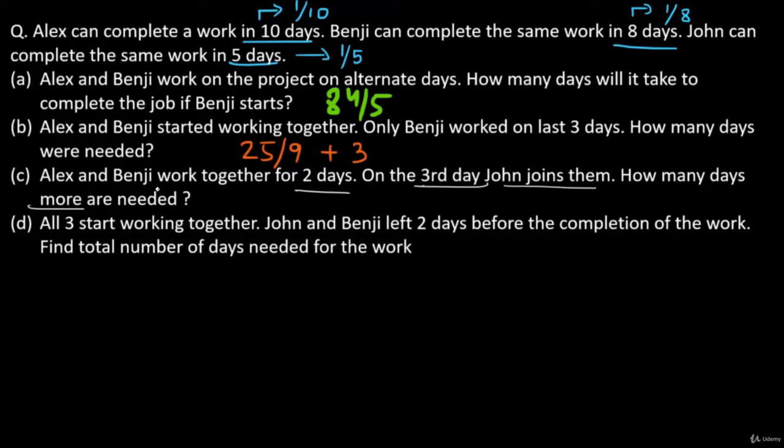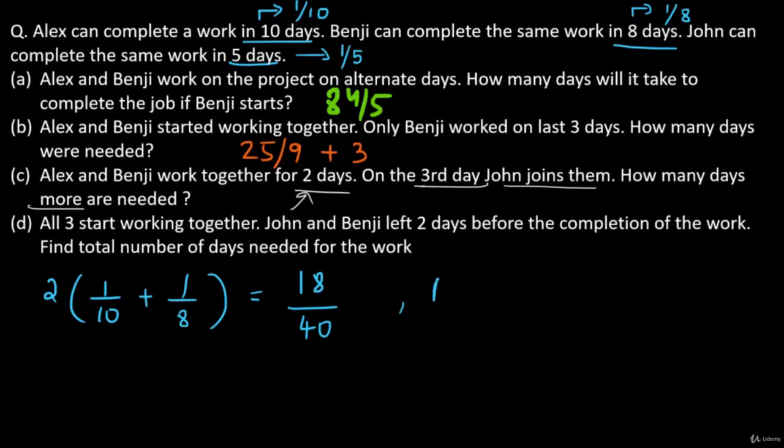Now, Alex and Benji are working on this for 2 days. So, in 1 day, we know that they complete 1 by 10 plus 1 by 8 of the work. So, in 2 days, they will complete 2 times 1 by 10 plus 1 by 8, which is equal to 18 by 40, right? Now, how much is remaining? That's 1 minus 18 by 40, which is 22 by 40 of the work is remaining.